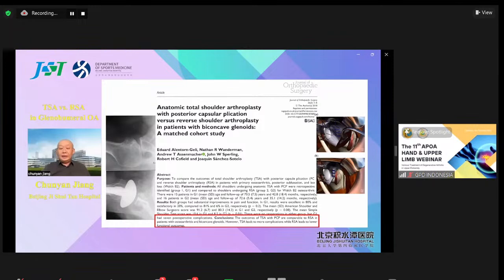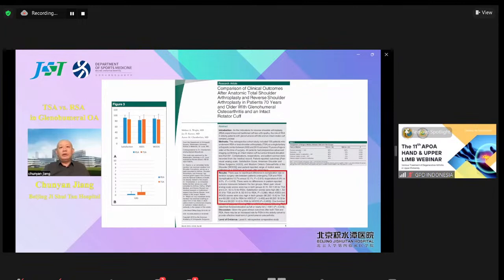This is by Jay Keener. He also compared the clinical outcomes of anatomic total and reverse. He found, you know, not much difference between these two groups. He's saying that both work.